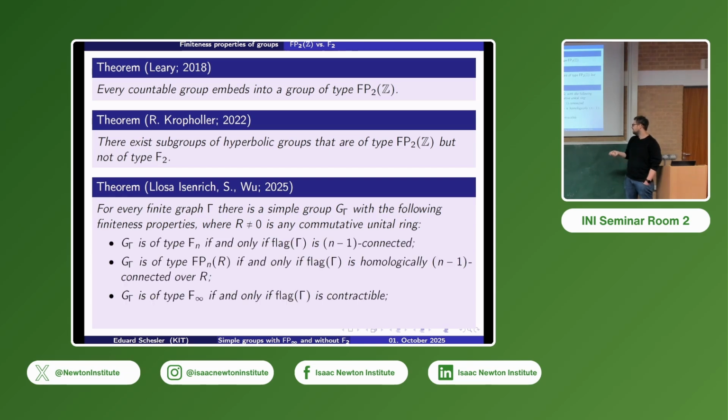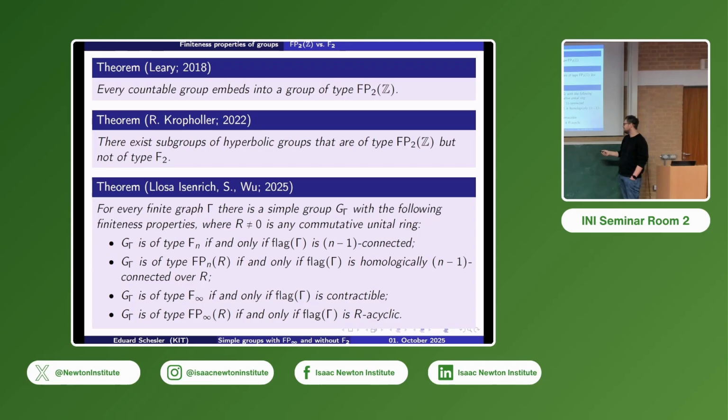So exactly, literally the same result holds, but for simple groups instead of kernels of right-angled Artin groups. So we start with a finite graph gamma. We associate to it a simple group G gamma, and for a given ring R, G gamma will be of type F_n if the flag complex is (n-1)-connected, and so on. This is literally the same. But here F infinity, I guess, cannot be replaced by F.